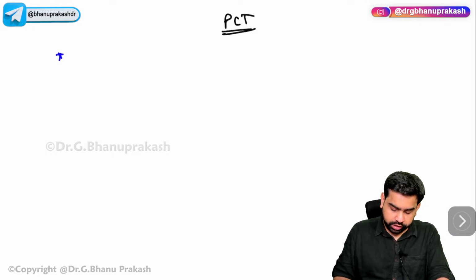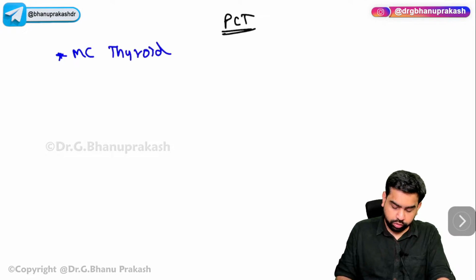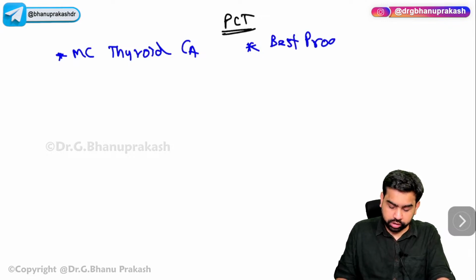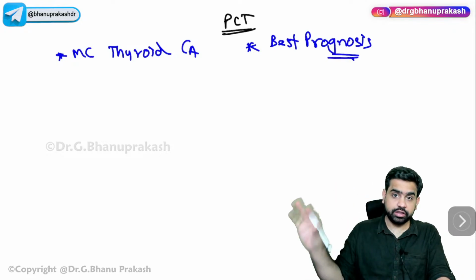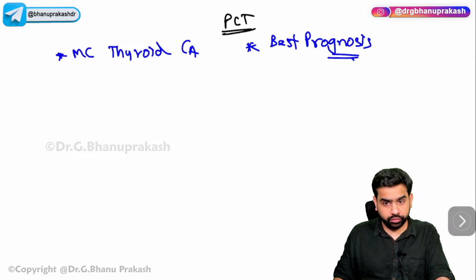If I ask you, this is the most common type of thyroid malignancy. Yes, this is true. This is the most common type of thyroid carcinoma. This is also the one which has the best prognosis. So it is the most common thyroid cancer, and it also has the best prognosis. I hope you have understood this particular point.